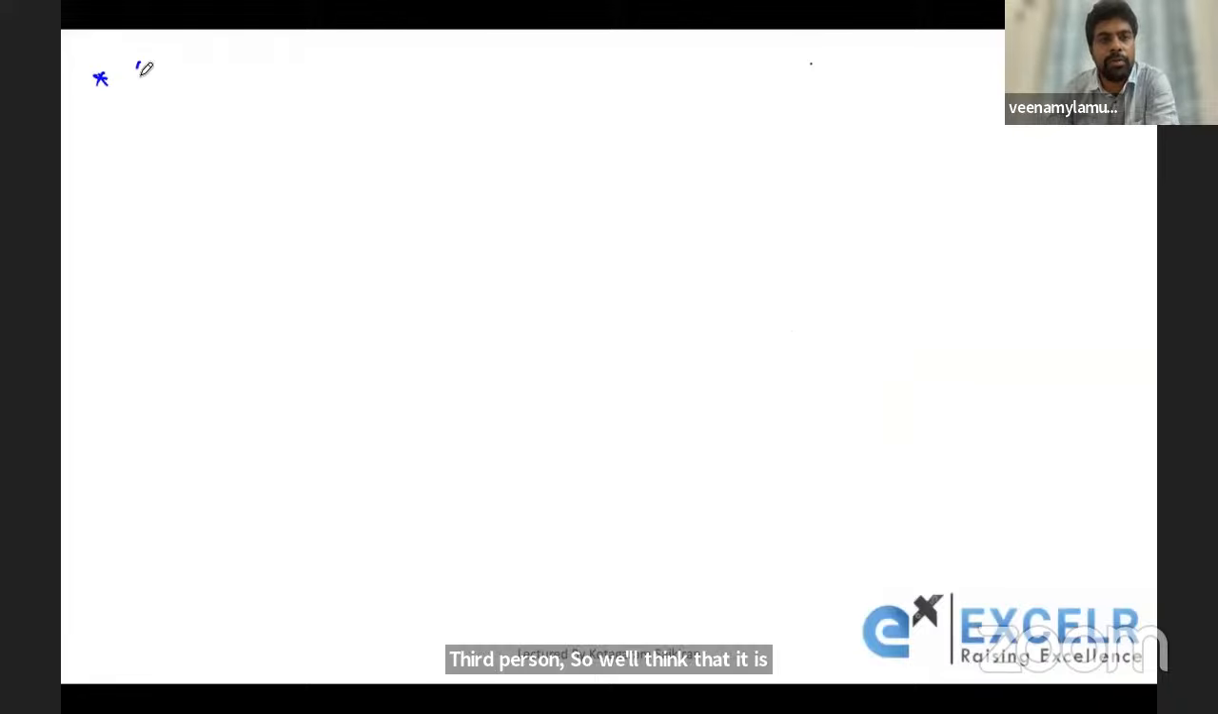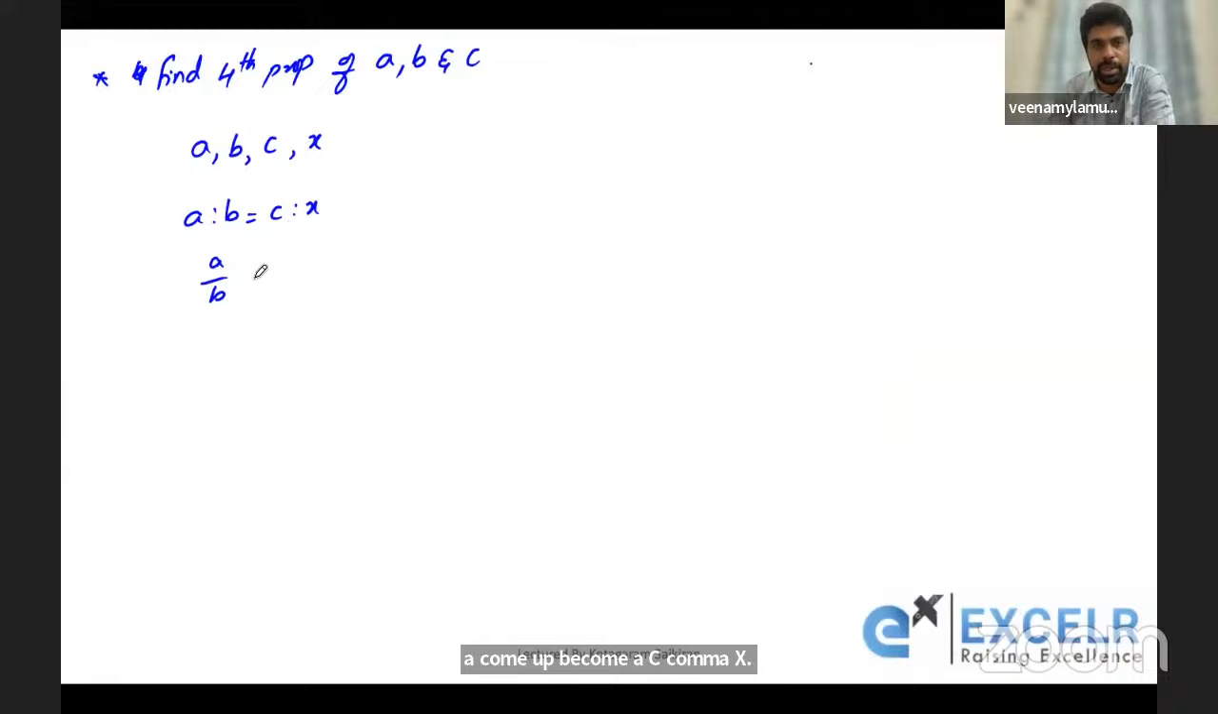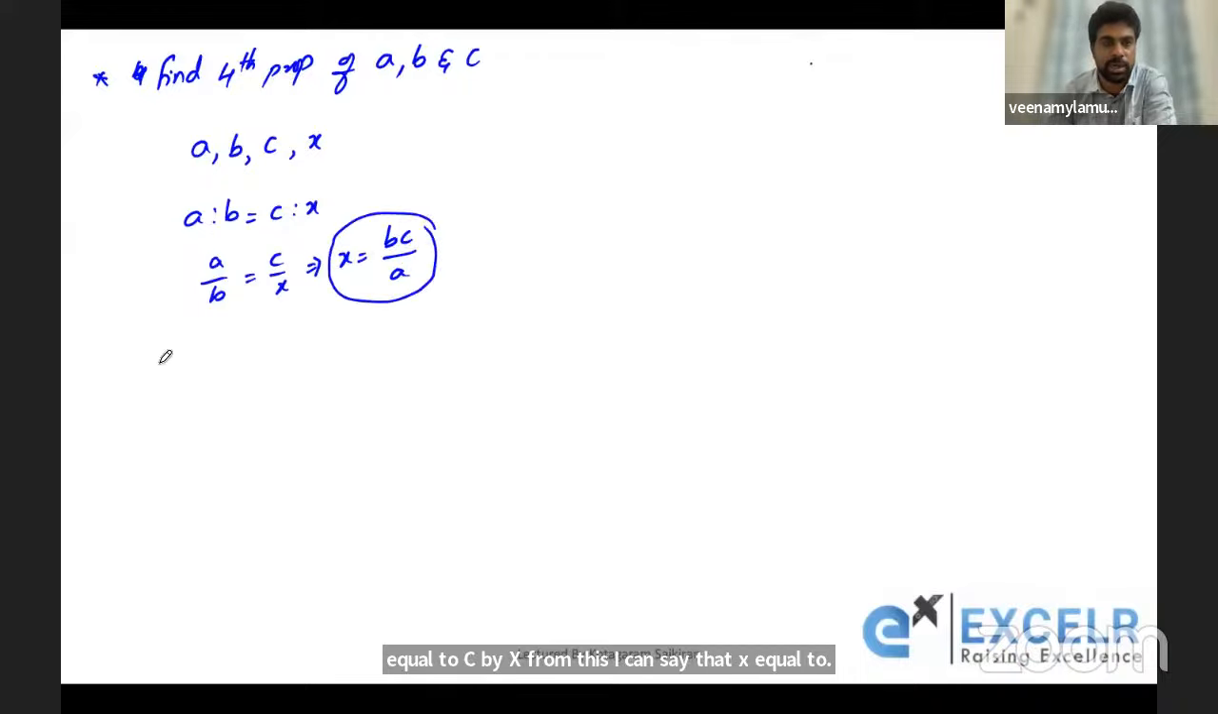So for fourth proportion, find fourth proportion of A, B and C. In that case, what I did: A comma B comma C comma X. So A is to B is equal to C is to X we should take. So A by B equal to C by X. From this I can say that X equal to BC by A. So this is the fourth proportion. This is what I told there.